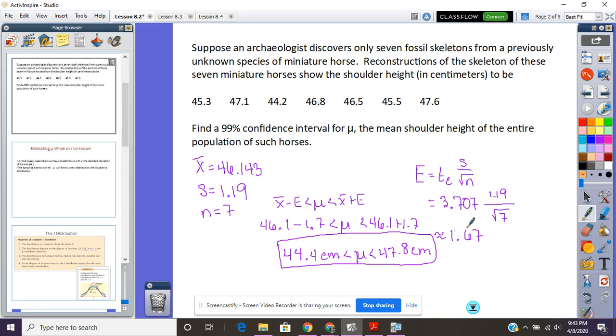So once again, if we were to get 100 samples, 99% of the time we would say that the mean falls within this. All right.